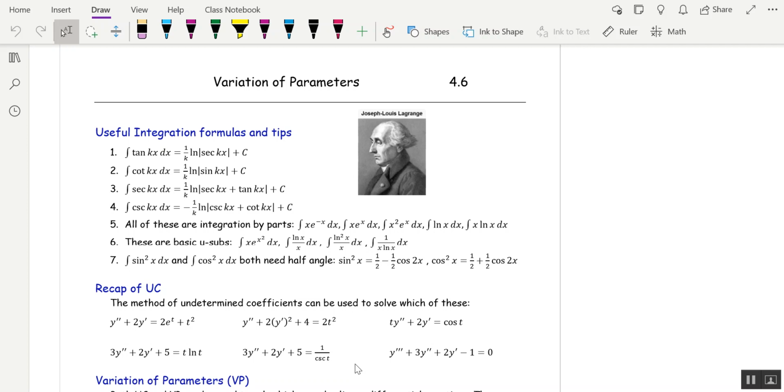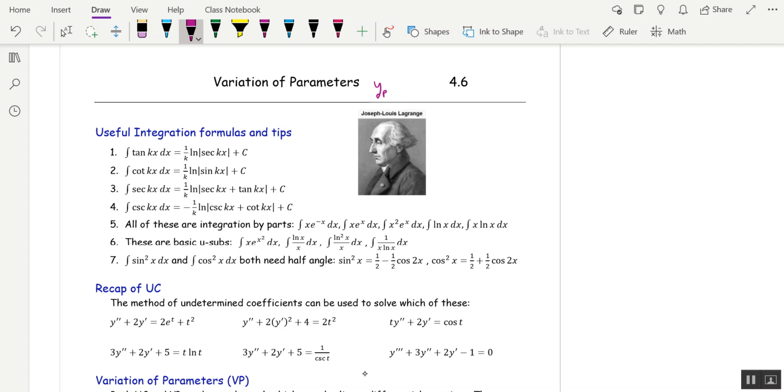Welcome to section 4.6. Variation of parameters is another way to find yp, a particular solution of a second order non-homogeneous linear differential equation. The first way would be undetermined coefficients.